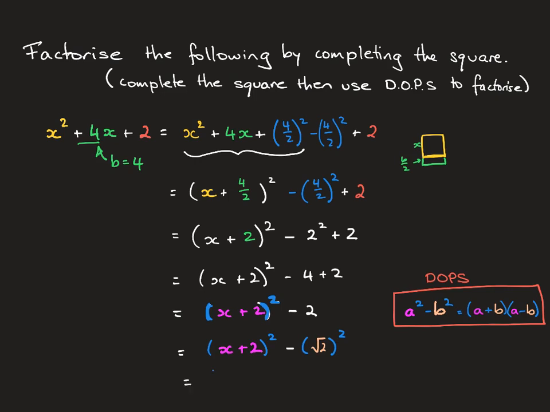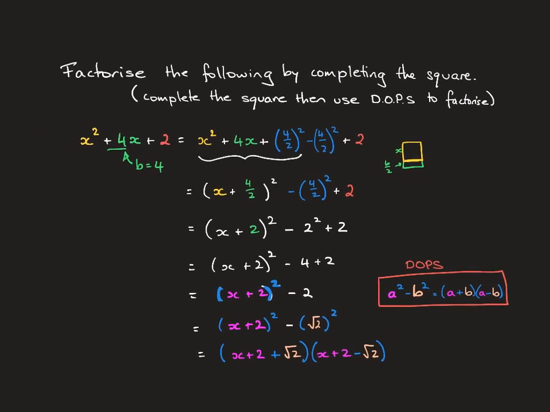So our first bracket is going to have a, our first bracket has a plus b, so our a is x plus 2 and our b is root 2. So our first bracket looks like this. Now we're going to do the same with a minus sign in between, a minus b. And there we have our quadratic factorized.